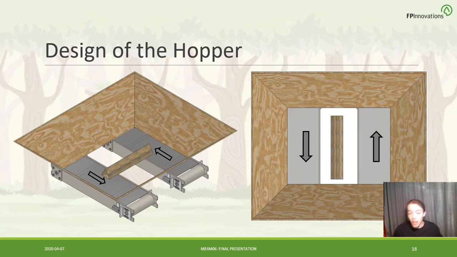And then from the picture on the right, you can get an idea of how, if wood was touching both sides of the conveyors, the conveyors moving in opposite directions would help turn that piece of wood into the proper plane where it can fall down.